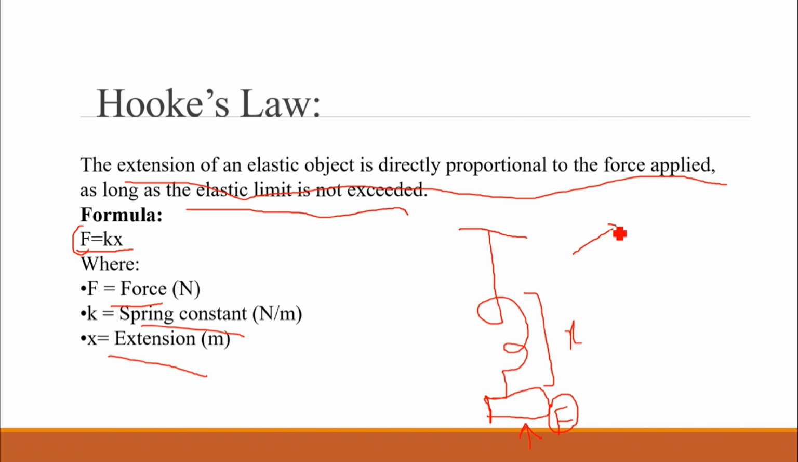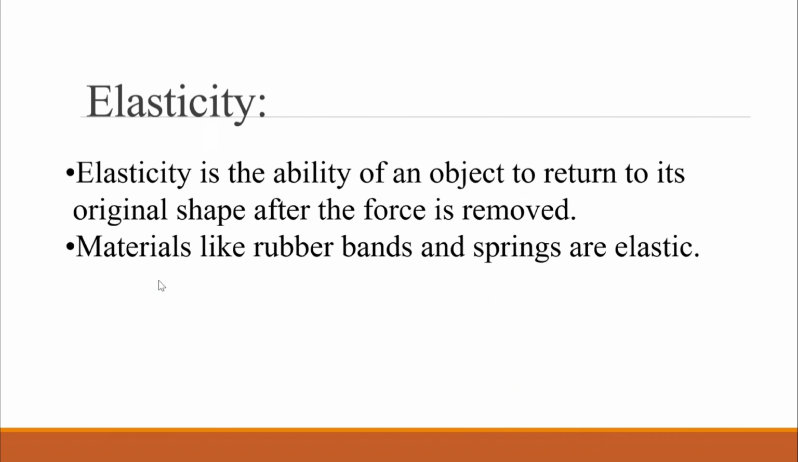Every substance has a different elastic limit. A spring has a different elastic limit than if you use metal wire instead of a spring. So K, the spring constant, is different for different substances. So F equals Kx. This is the formula of Hooke's law.